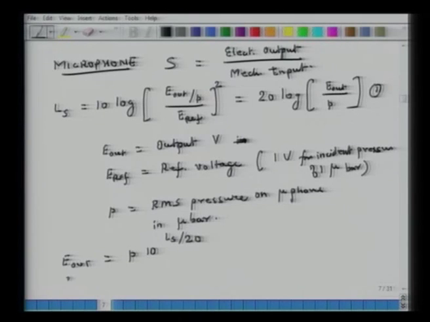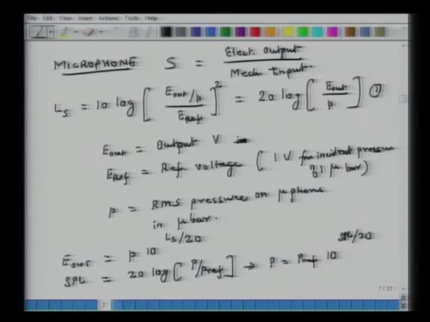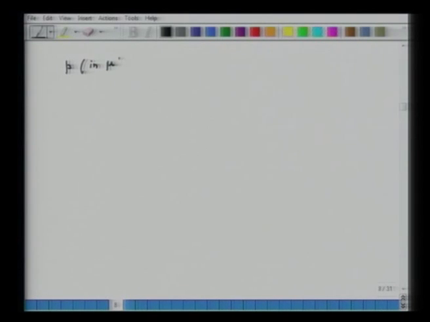We also know that SPL, sound pressure level, is 20 logarithm of P divided by P ref. Which gives me P equals P ref times 10 to the power of SPL divided by 20. And my P ref, its industry standard, is 2 times 10 to the power of minus 5 pascals. So from this what we get is P, and I will make it explicit, in microbars, equals 2 times 10 to the power of minus 4 times 10 to the power of SPL over 20.